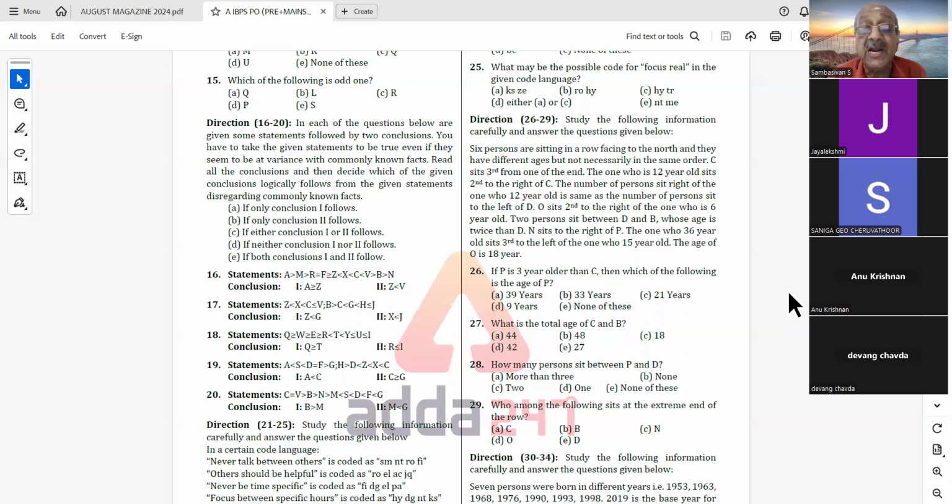Please read the questions only, not the choices. The 26th question is, if P is 3 years older than C, then which of the following is the age of P? The 27th question is, what is the total age of C and B? The 28th question is, how many persons sit between P and D? And the 29th question is, who among the following sits at the extreme end of the row? Correct.